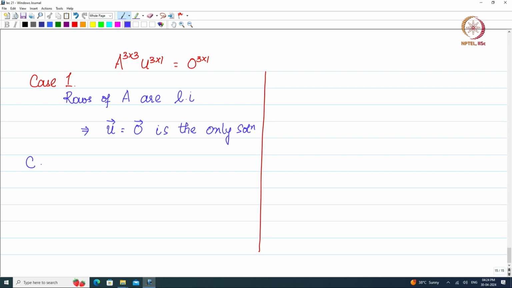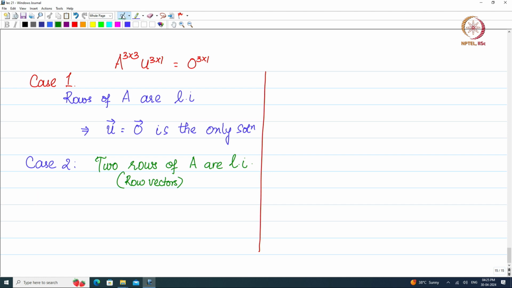Case 2, we did this. What did we do? We took two of the rows of A, I mean the row vectors. The row vectors are linearly independent. The third row, or one of the rows, is basically a linear combination of the other two linearly independent vectors. So, let me write this.